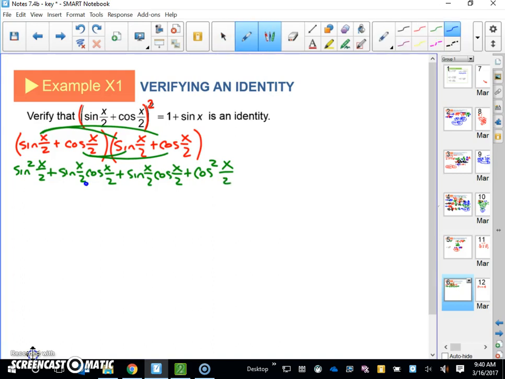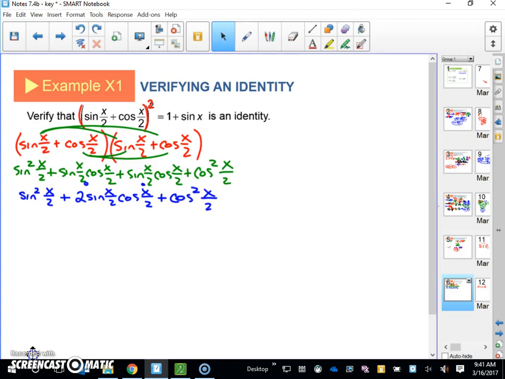I see some like terms here and here, so I'm going to combine those together. I have sine squared x over 2 plus 2 sine x over 2 cosine x over 2 plus cosine squared x over 2. All right. So at this point, I've really got two different paths I can go by. I see a whole bunch of half-angle identities. I could use those. Probably the easier thing to do is if you recognize that there's a sine squared plus cosine squared in there. That's probably the easiest thing to do.